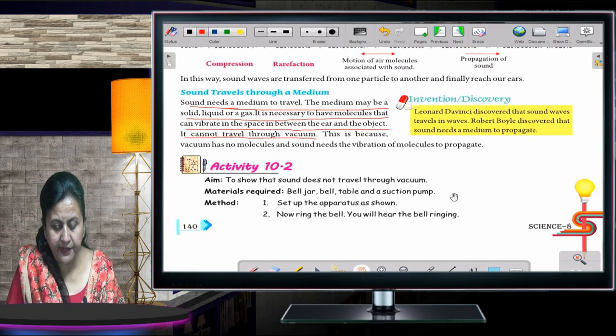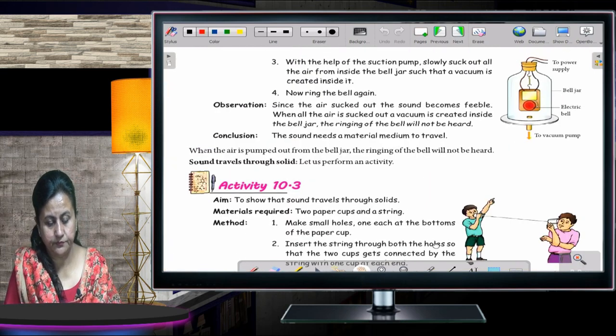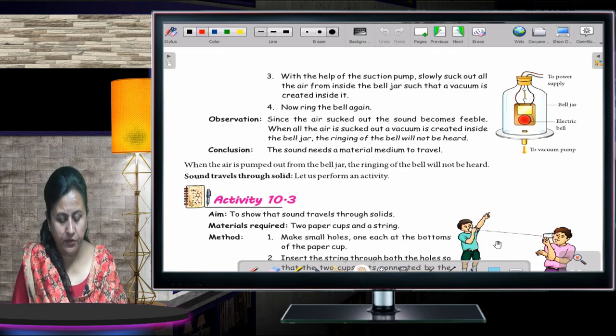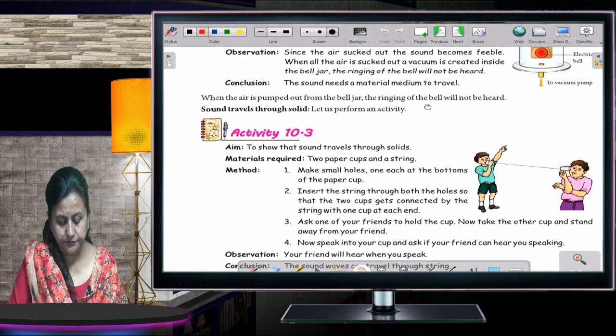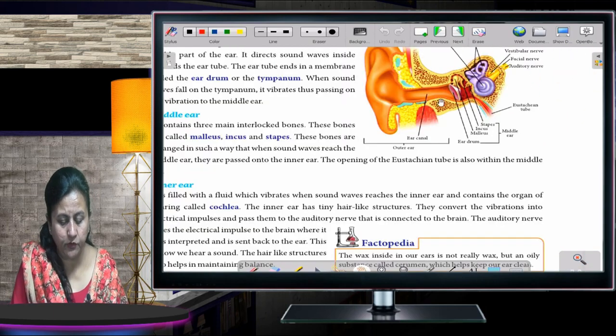Moving to the next page. These are all small activities through which you can understand that sound needs some medium to travel. It cannot travel in vacuum. Just go through them. There is nothing much to explain over here.